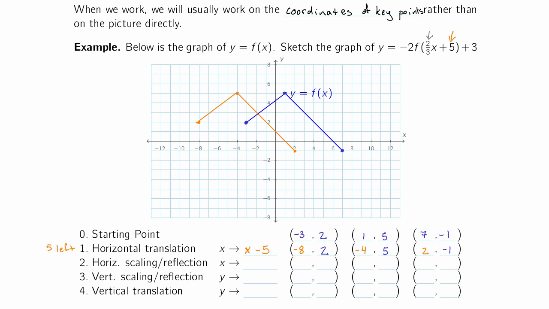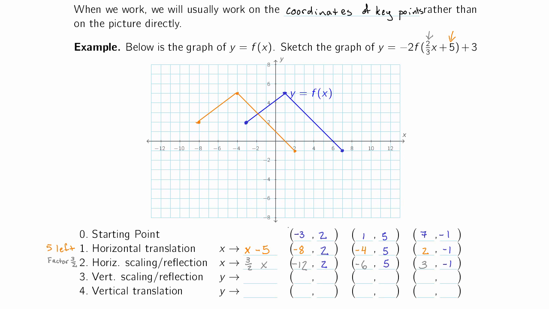So no reflection because that's positive. The scale factor is the reciprocal of what x is multiplied by. So we're going to take each of our x-coordinates and multiply it by 3/2. Negative 8 times 3/2 is negative 12. Negative 4 times 3/2 is negative 6. Positive 2 times 3/2 is positive 3. And again, we haven't touched the y-coordinates, so we're just going to copy those.